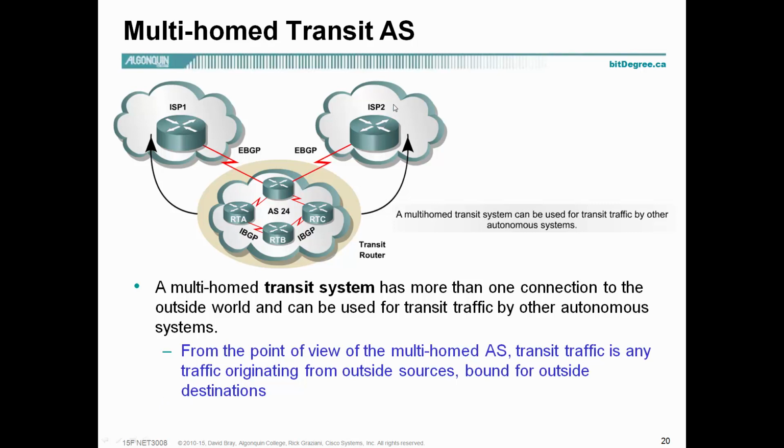So ISP2's customers, in addition to ISP2 themselves, can transit through your AS 24 here through this link and out to another internet destination, including ISP1. That's what makes you a transit AS, and vice versa, of course, going the other way.